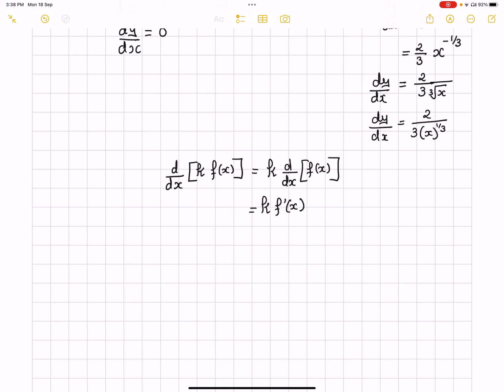This is something very important. This is called the scalar multiple rule. This one is quite important, and we would be using it every time, so no need to mention that it is a rule. Whenever you find a constant and a function, take the constant out and differentiate the function alone. Now the next one is the addition or subtraction rule.